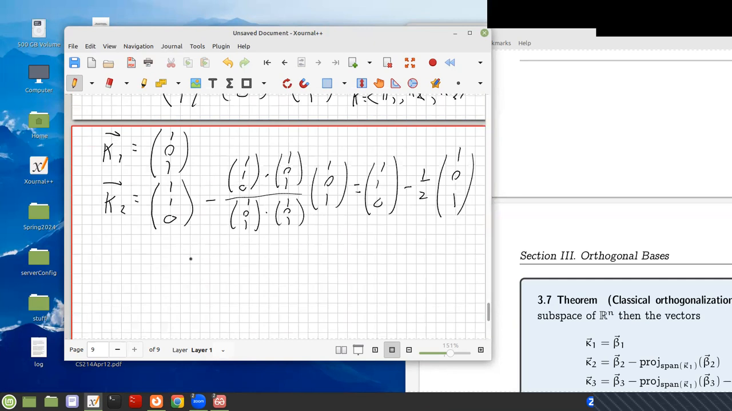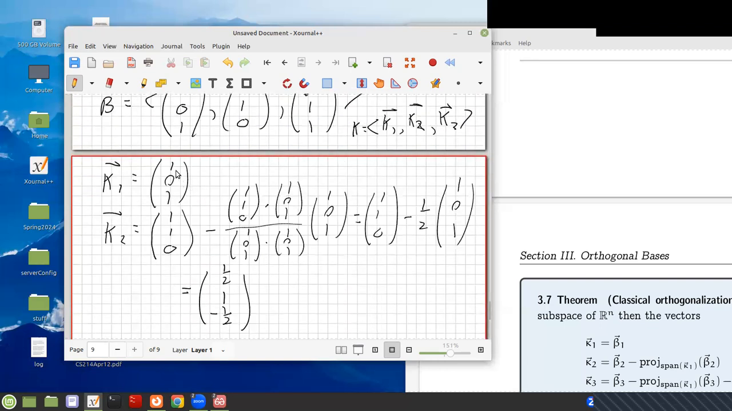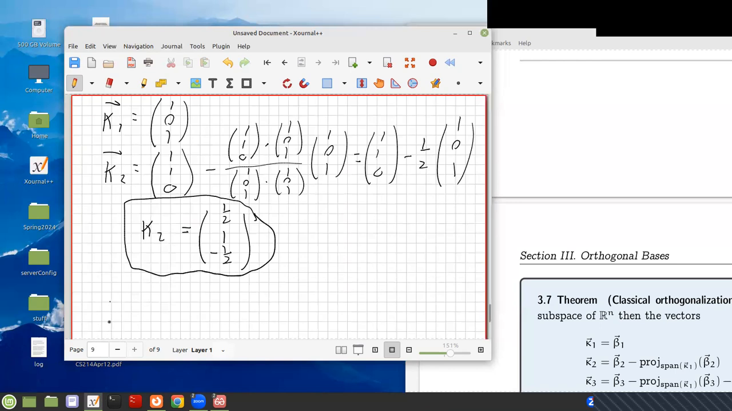So hopefully you got for kappa 2: 1 minus a half is 1 half, 1 minus 0 is 1, and 0 minus 1 half is negative 1 half. And you can verify that it is perpendicular to kappa 1 because the dot product is 1 half plus 0 plus minus 1 half. So that works. Is this what you guys got for kappa 2? Yeah. Okay, now that you're assured that you're not spinning your wheels, you can go and find kappa 3.